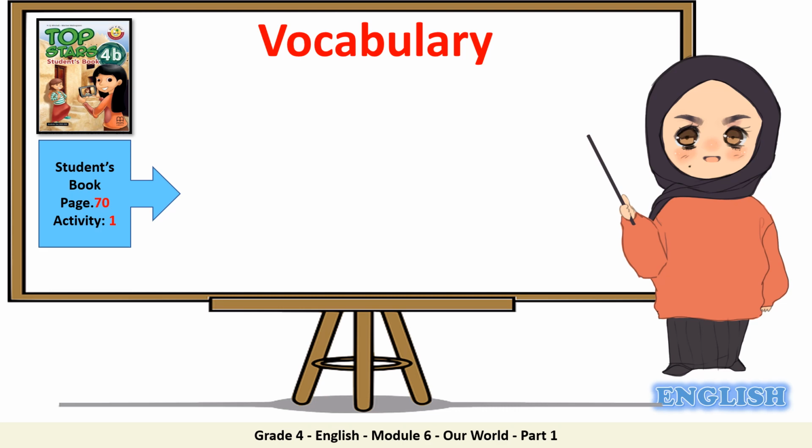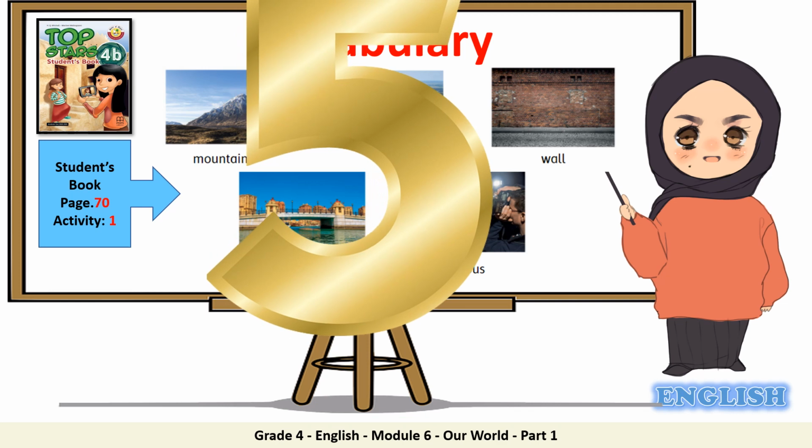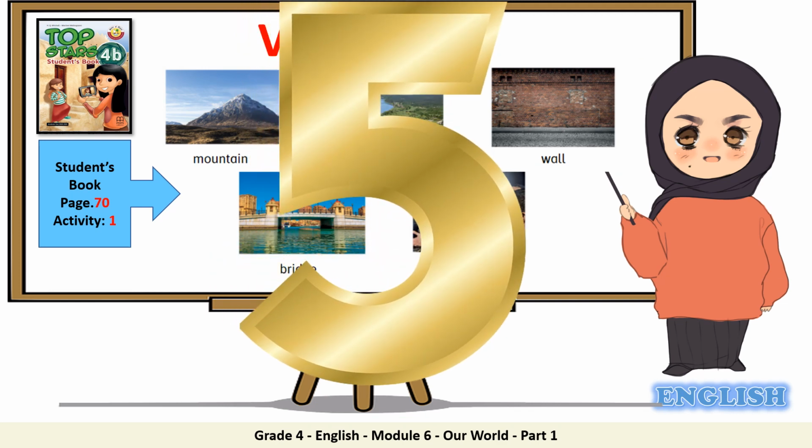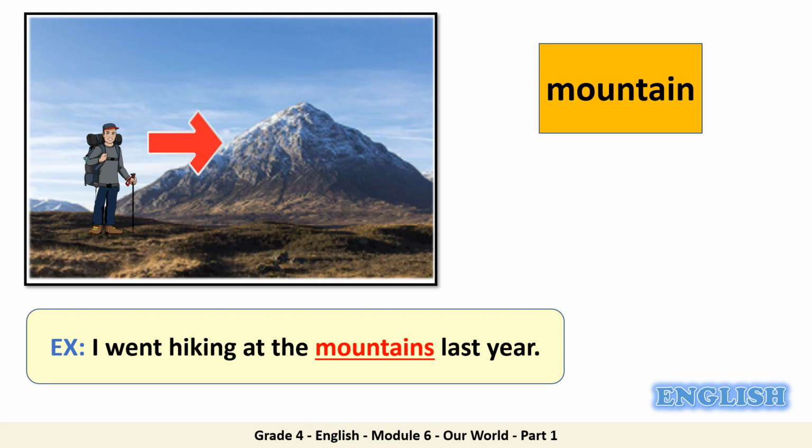Take a look at your student's book, page 70, activity number 1. How many words are we going to learn today? Can you count? Well done, 5 new words. Have a look at this picture. What do you see? Can you see the arrow? What is it pointing to? What can you do there? It's a mountain. Can you use a mountain in a sentence? I went hiking at the mountains last year. Do you know the part of speech? It's a noun. Well done.